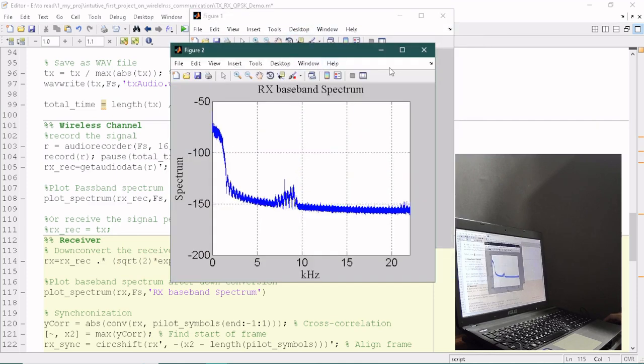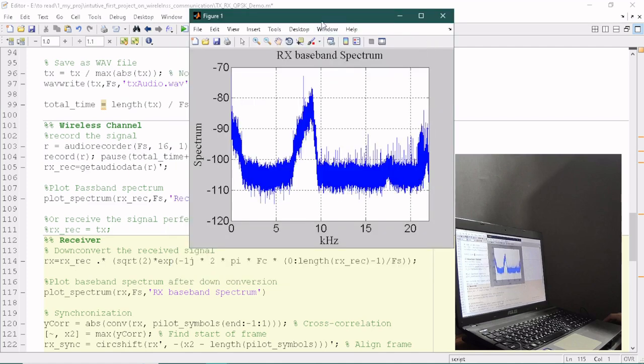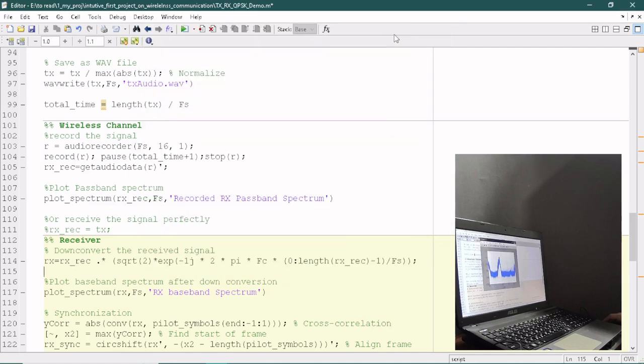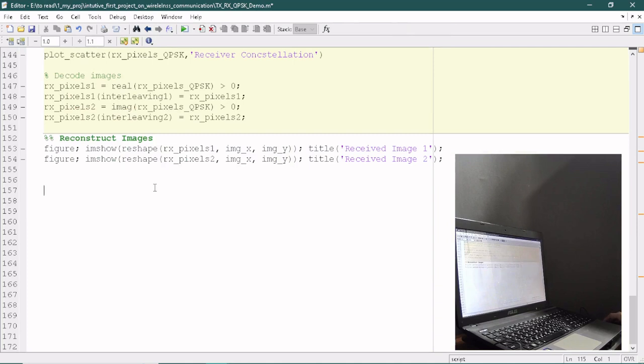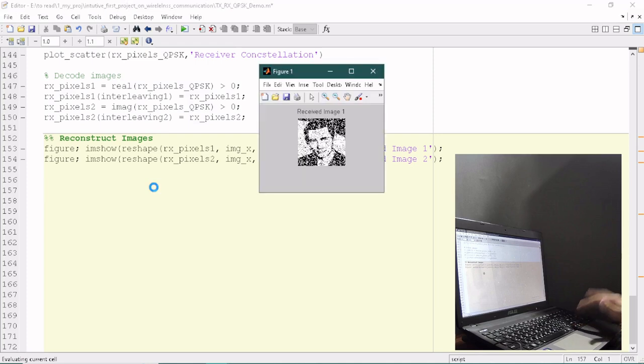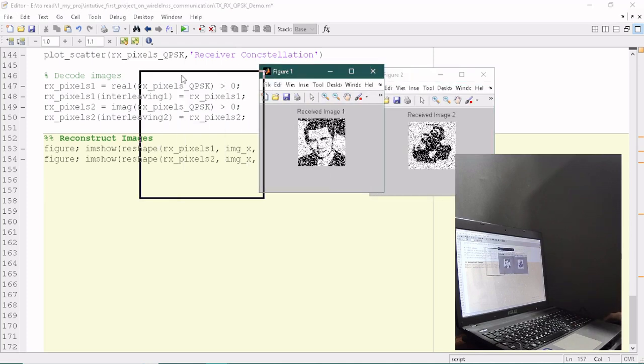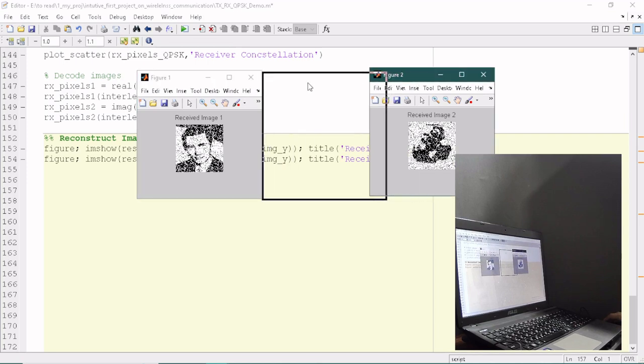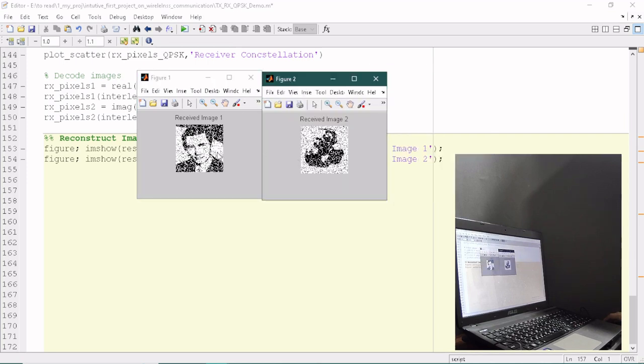This is after match filtering. This is after down conversion, and we had a feeling that we will see the images or we will recognize the images because we had a relatively good constellation diagram. And let's make sure of our intuition. And yes, we have noise. It is not perfect, but we can recognize the images perfectly.